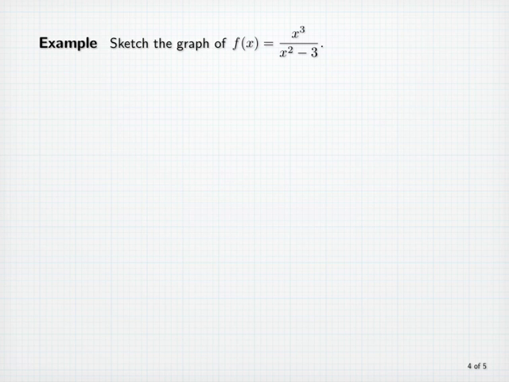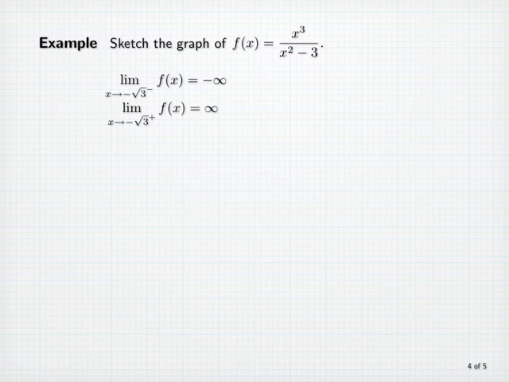If x is less than negative square root of 3, then the numerator x cubed here is negative, and the denominator is positive. Therefore, the limit as x approaches negative square root of 3 from the left of f of x will be negative infinity. If x is close to negative square root of 3 but greater than negative square root of 3, the numerator here is still negative while the denominator is also negative, and so the limit as x approaches negative square root of 3 from the right will be plus infinity.